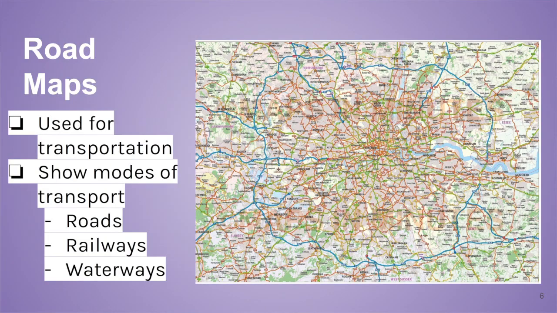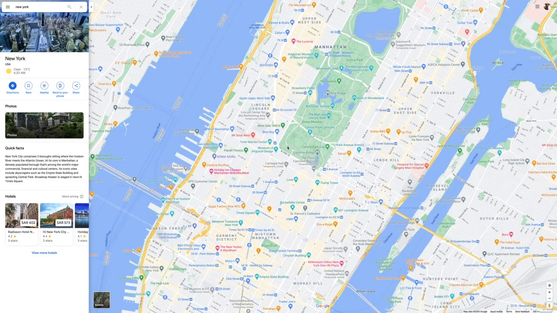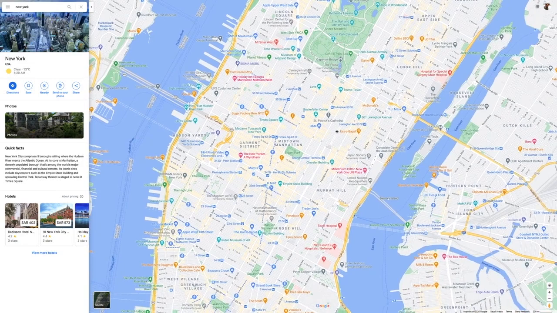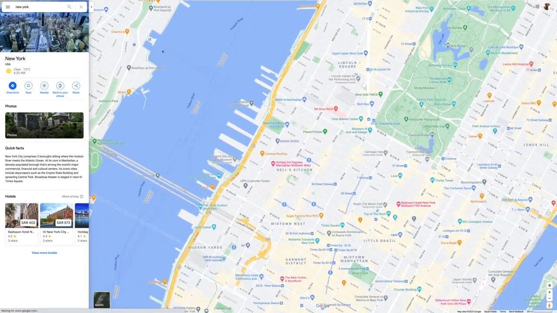So our next type of map is road maps. What are road maps? Road maps let us see areas of transportation. This lets us see city streets, but it's not just city streets. Transportation maps or road maps also allow us to see trains, subways, or any other types of transportation. If you come down here, you see this in the river, you'll see these dotted lines.